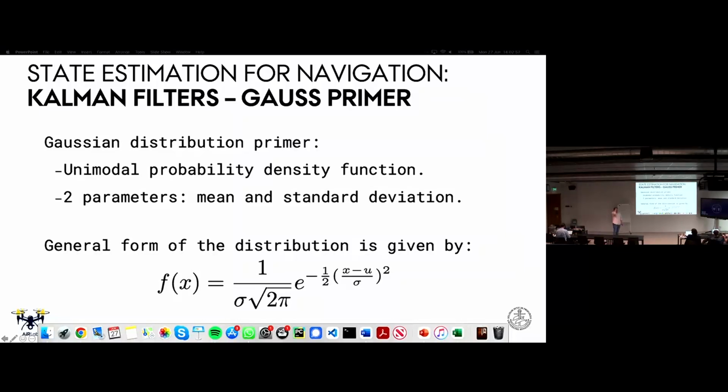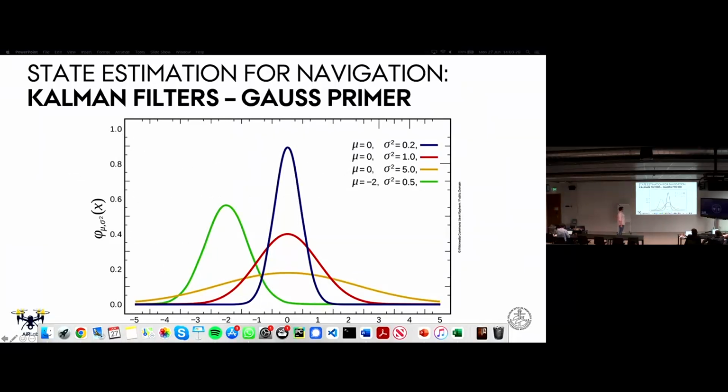Probability density function, kind of a unimodal probability density function parameterized with two parameters, mean and standard deviation. And the general form of the distribution can be given as this equation. I've included it as a reference, but I'm not going to really use it for the rest of the presentation, but it's just nice to see that there is a form that makes it look like this.